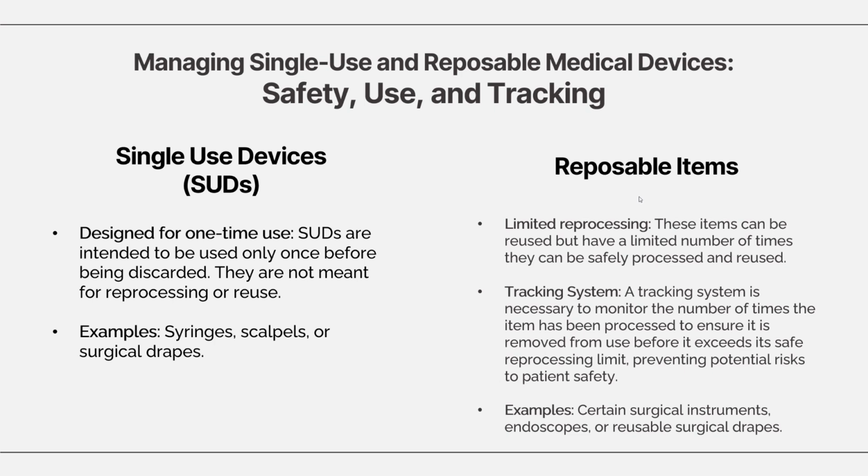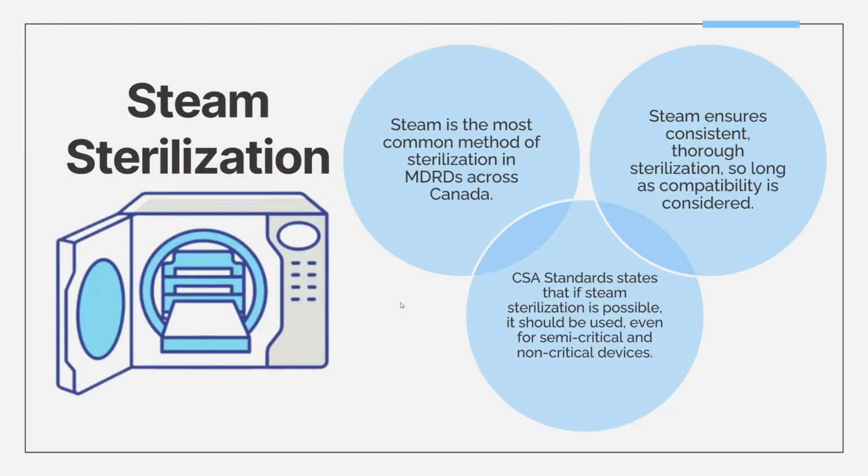Reposable items can be safely reused, but only a limited number of times. A tracking system is needed to monitor how often they're processed to ensure they're removed before exceeding safe limits. Examples include certain surgical instruments, such as the Da Vinci robotic systems. So, proper management and tracking are essential to maintain safety and device integrity.